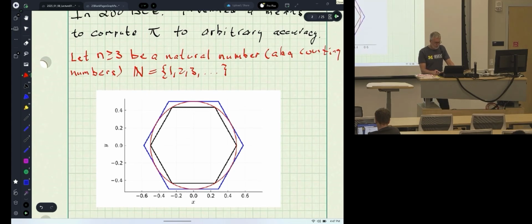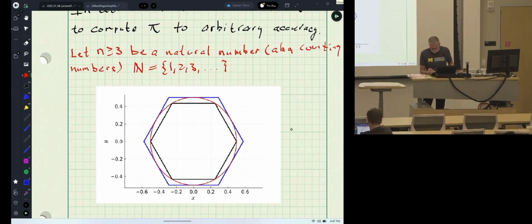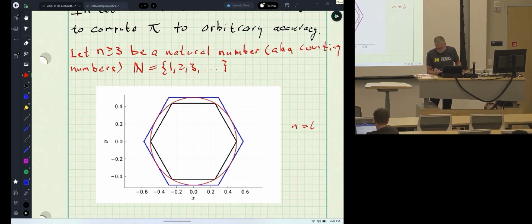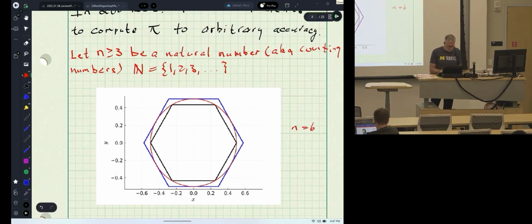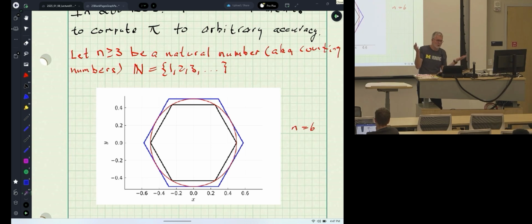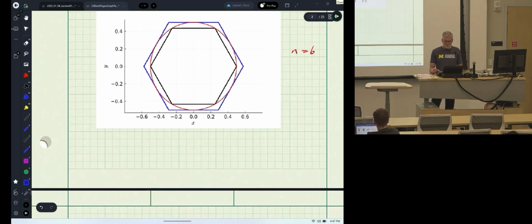And why do I want n greater than or equal to 3? Because here n equals 6. It's the number of sides I have on this hexagon. And if I had only 2 sides, I don't know how to do that. It'd be a line and then another line, and there'd be like no area, okay? So with 3, I can make a triangle, and I can put a triangle inside and a triangle just outside. Okay?